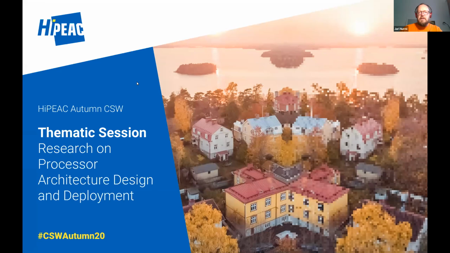Okay, ladies and gentlemen, I think it's time to start this session. It's about research on processor architecture design and deployment. My name is Jari Nurmi. I'm a professor in Tampere University, and today we are going to hear 3 researchers from our university who were picked to this session, and all of their work is somehow related to processor architectures or processing architectures of different kinds. But let's move on.